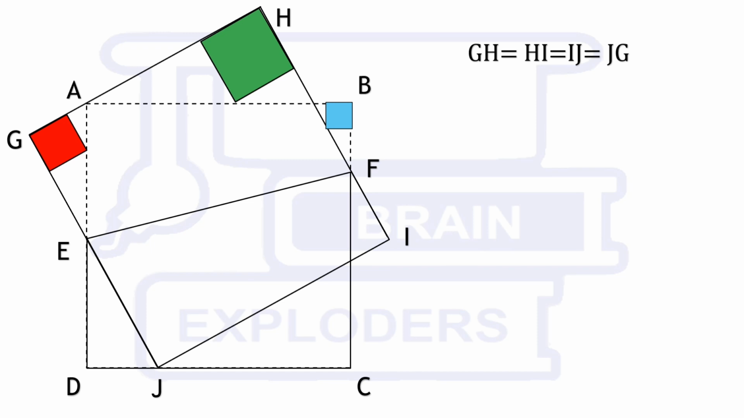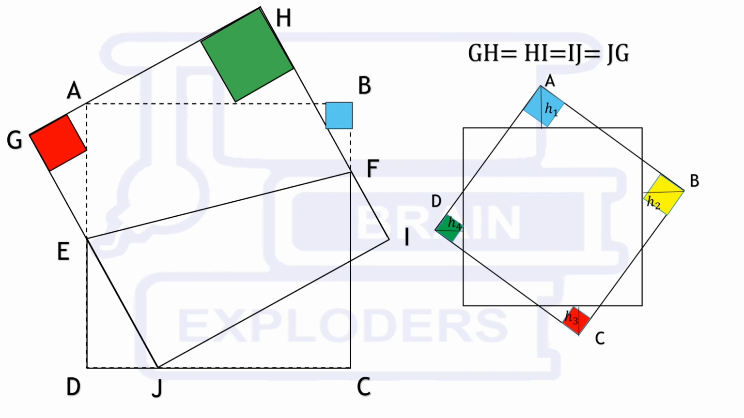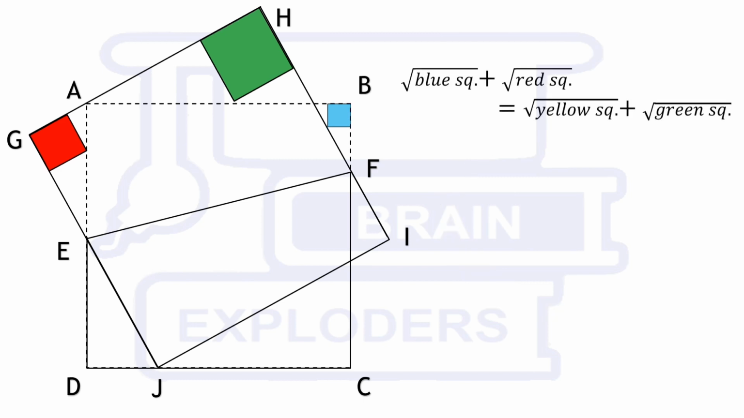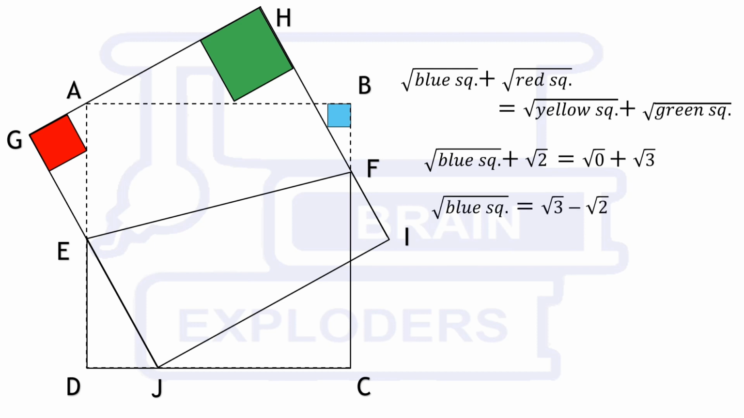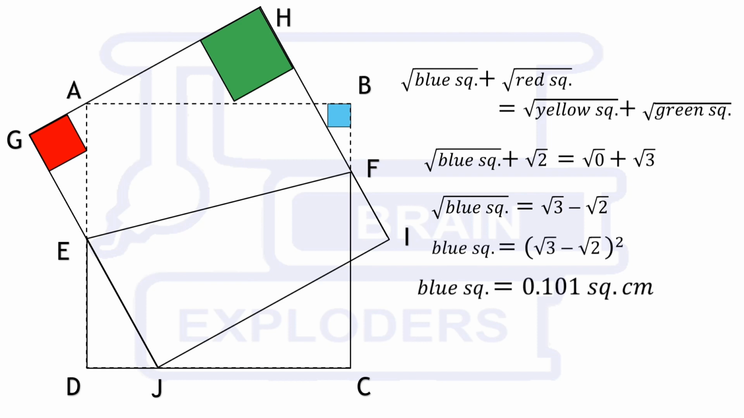Now apply our result from this previous figure to this new figure. Here we get square root of area of blue square plus square root of area of red square is equal to square root of area of yellow square plus square root of area of green square. Here we can see that square root of yellow square is 0 because yellow square is not formed here. So we get square root of the area of this blue square is equal to root 3 minus root 2, and hence area of blue square is approximately 0.101 square centimeters, and this is our solution.